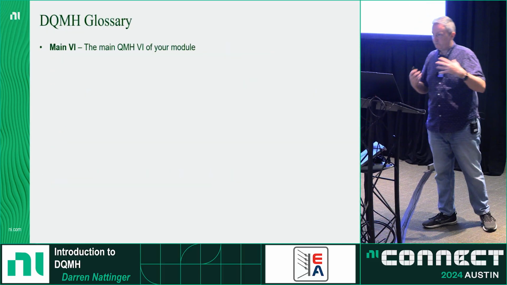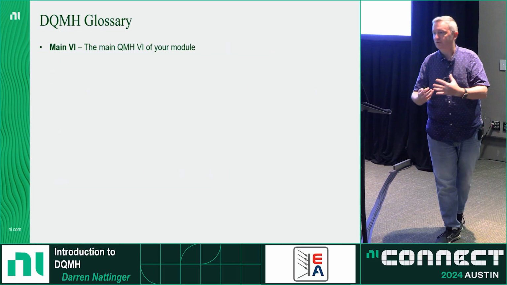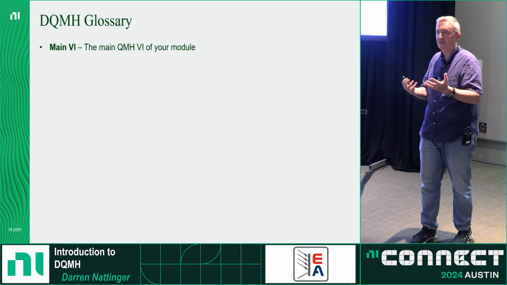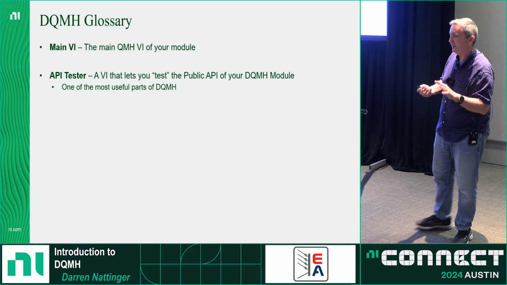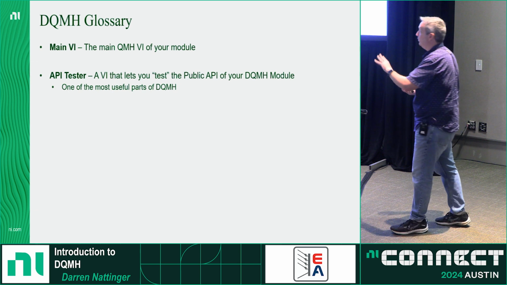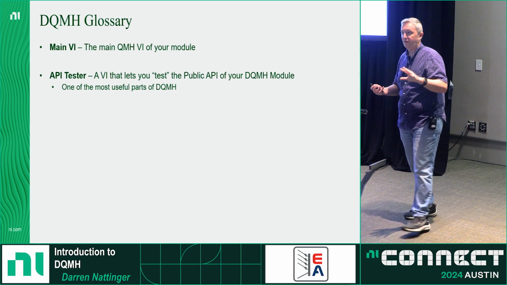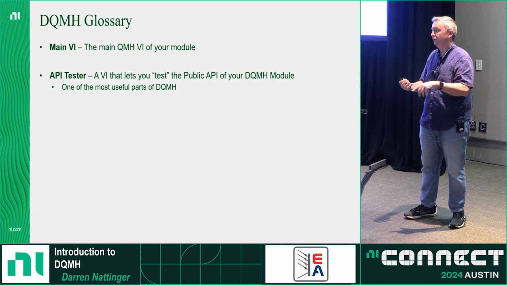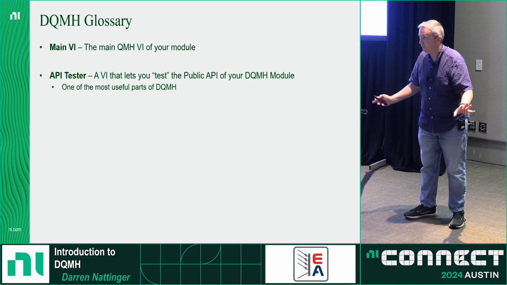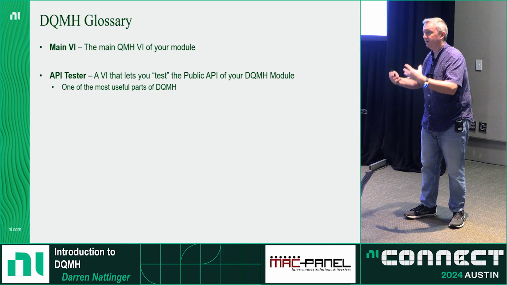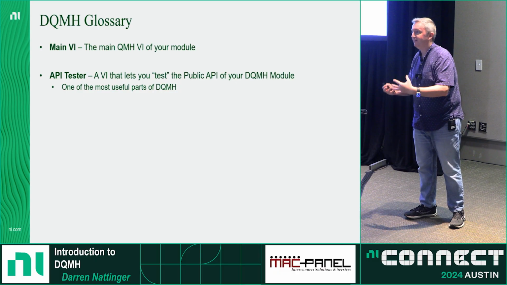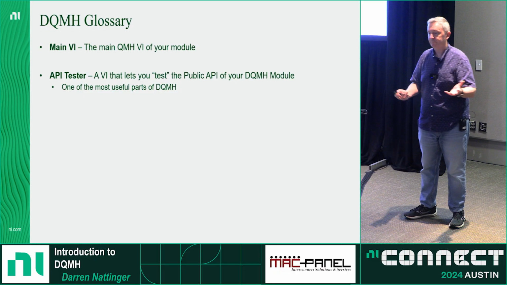All right, in your module, you're going to have a main VI, which is basically the QMH of your module. Then there's something in DQMH, which I'm going to demonstrate in my demo, called the API tester, which is a way for you to test that your module is working properly. This is one of the best parts of DQMH. This is one of the reasons it's so popular, because the framework has built-in debugging and testing capabilities for you out of the box.